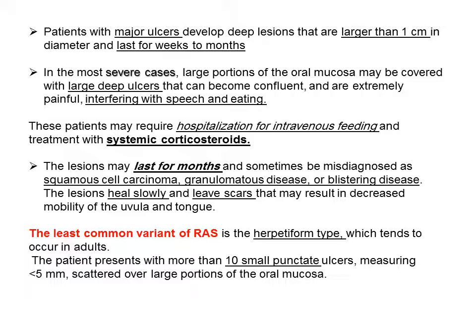The major aphthous ulcer may be larger than 1 centimeter and may last for weeks or even months. It is a deep ulcer and interferes with speech, with eating, and even with swallowing sometimes when it is in the posterior part of the tongue. Sometimes the patient needs hospitalization for intravenous fluid and also systemic corticosteroid.